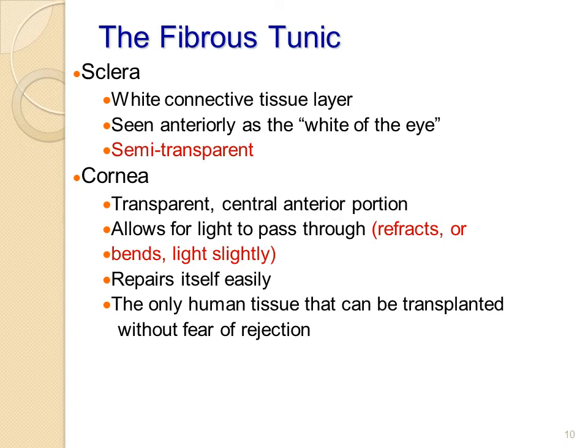This part of the human tissue can be transplanted without any fear of rejection, unlike other types of tissue in the body, like a kidney transplant for example, which the body can refuse. But the cornea can be transplanted from another person without any fear of rejection.